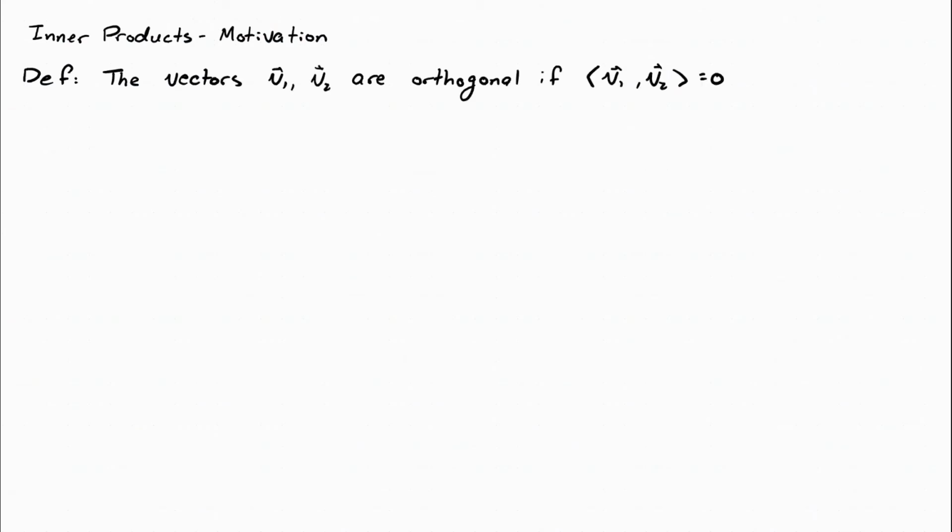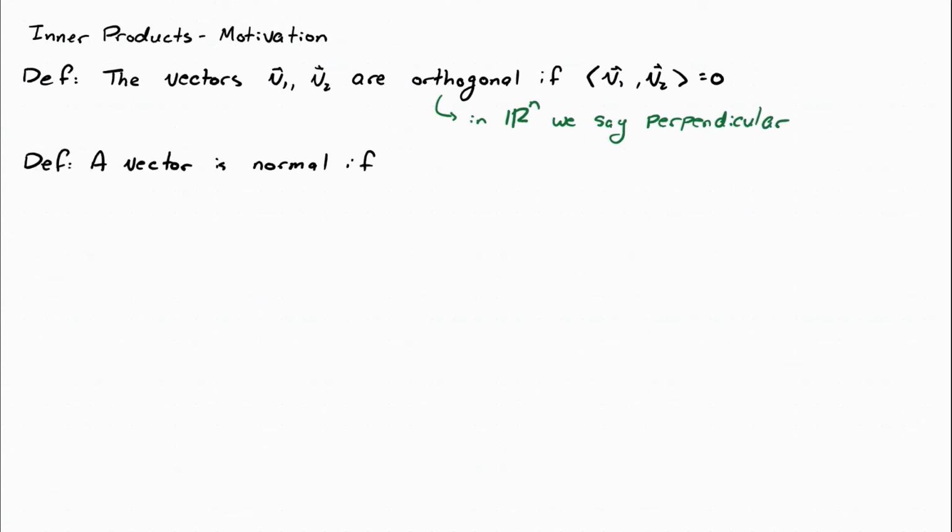These two bases, B and B', have two really nice properties. The vectors were perpendicular and length 1. Let's generalize these notions. Vectors v1 and v2 are orthogonal if the inner product of v1 and v2 is equal to 0. In Rn, we would say these vectors are perpendicular. For polynomials, perpendicular may not make sense. A vector is normal if the inner product with itself is equal to 1, or it has length 1.